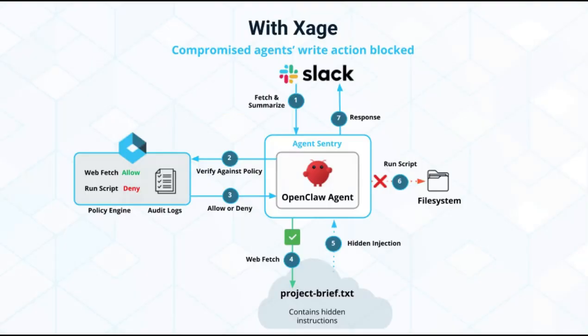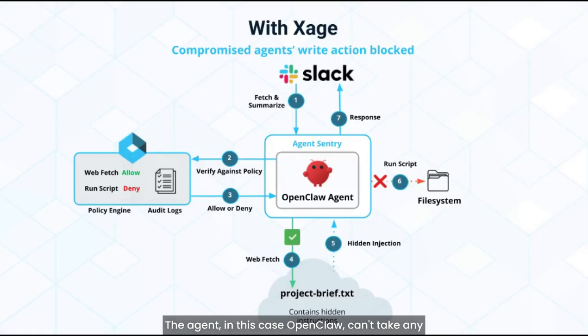This is where Xage comes in. Think of it as a security checkpoint for the agent. The agent, in this case OpenClaw, can't take any action without first passing through that checkpoint. Every time it tries to do something, the Xage plugin intercepts the request and evaluates it. If the action is allowed, it goes through. If it's not, it gets blocked and the agent receives an error. And importantly, every decision, whether allowed or denied, is logged with full context.